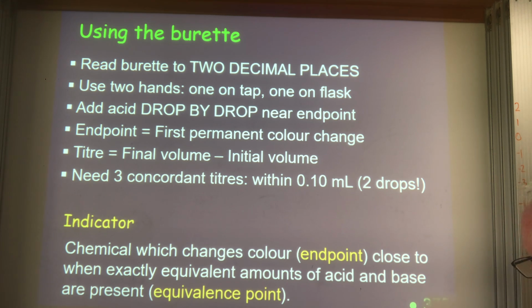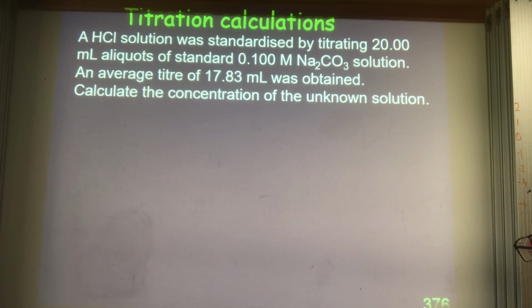Now the acid-base indicator that we use is simply a chemical which changes colour. When it changes colour, we end the titration, and we choose one that's going to change colour really close to that exact point of neutralisation, the equivalence point.